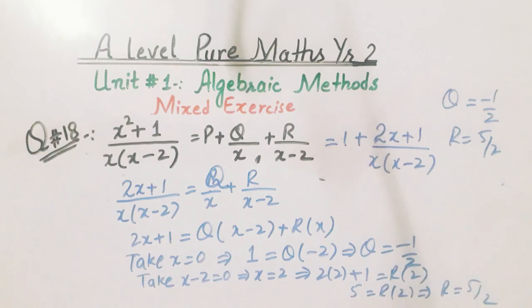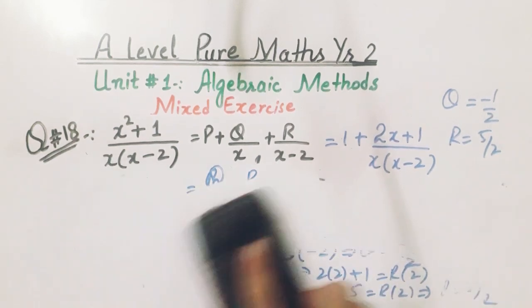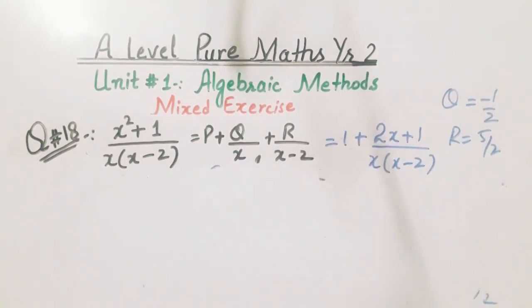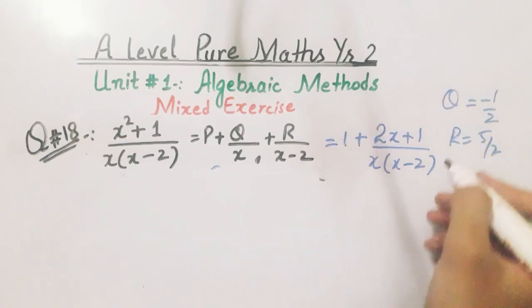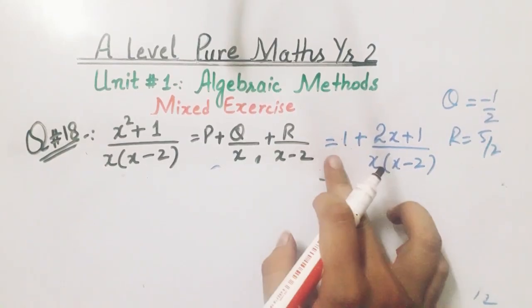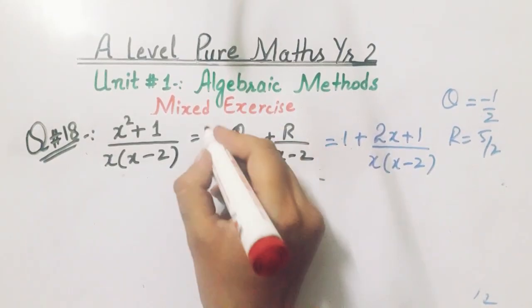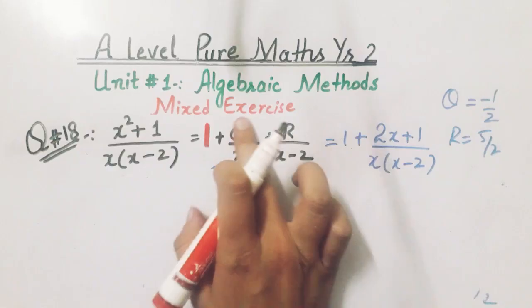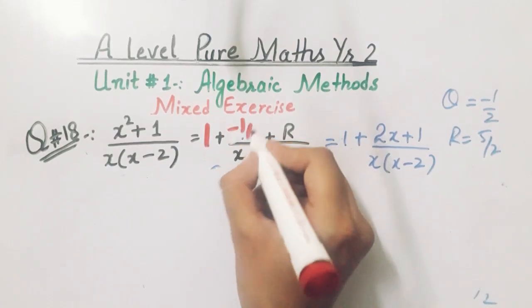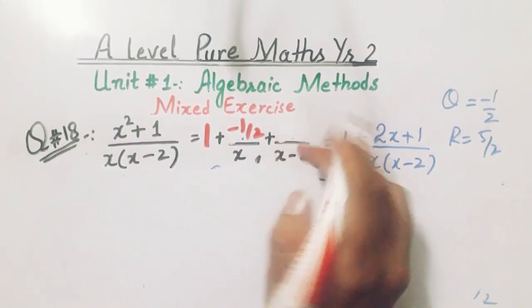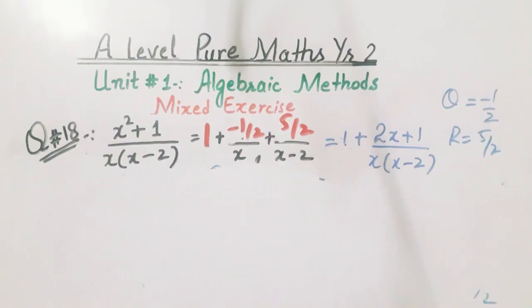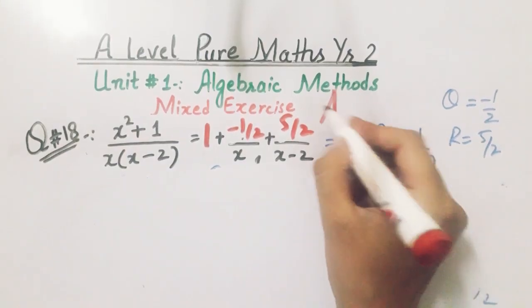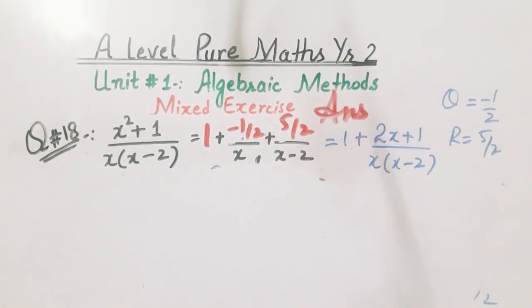Now we will write the final answer. You can see that by comparison p is 1, q is minus 1 over 2 and r is 5 over 2. So this is the final answer. Now we will solve the last question.